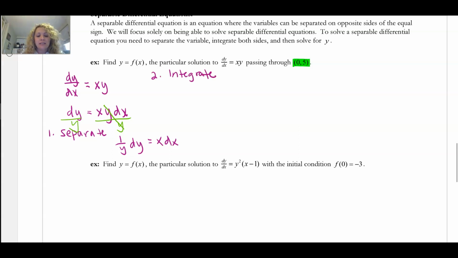All right, so as we integrate, we're going to integrate both the left hand and right hand side. So 1 over y dy, we're going to integrate that, and we're also going to integrate x dx. We've got to remember those integration rules. When we integrate 1 over y, that's just the natural log of the absolute value of y.